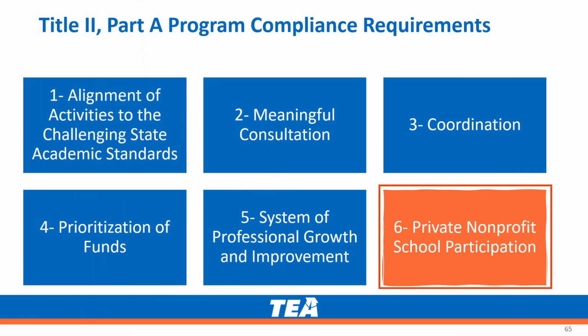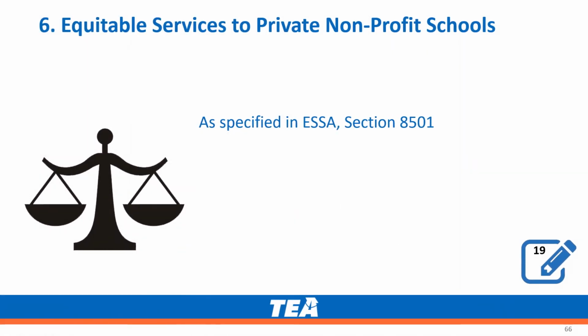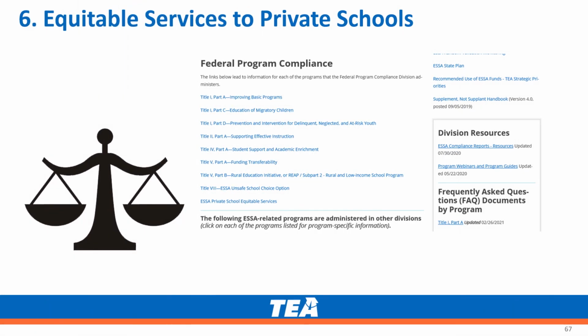Lastly, let's talk about private nonprofit school participation. LEAs that have private schools within their boundaries are also required to comply with the uniform provisions for providing equitable services to private schools as specified in ESSA Section 8501. For more information on equitable services and for answers to frequently asked questions concerning services to private schools, please follow the ESSA Private School Equitable Services link on the Federal Program Compliance Division webpage.